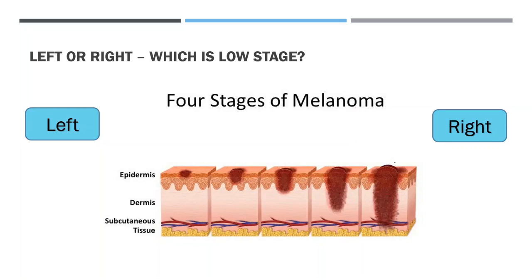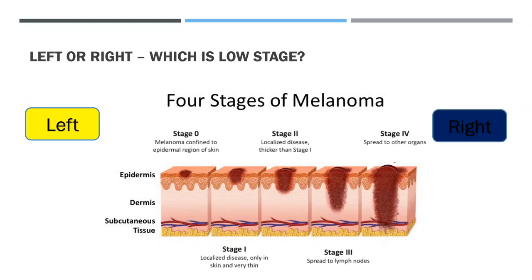The correct answer is left. You can see that on the left side, the melanoma has not really invaded into the deep tissues yet, whereas on the right side, it has gone all the way down into the deep tissues of the skin and into the blood and lymph vessels. This can become dangerous because it allows for metastasis.